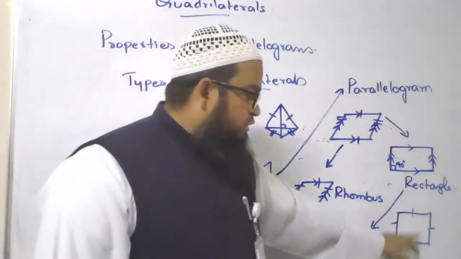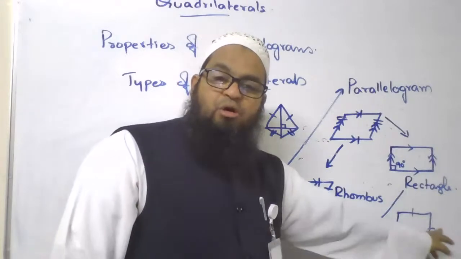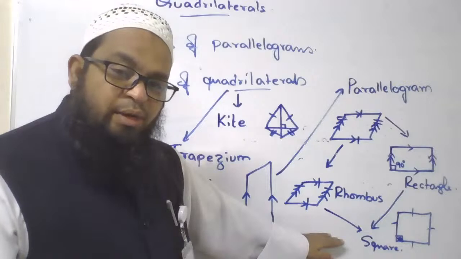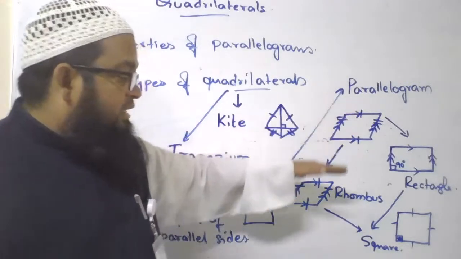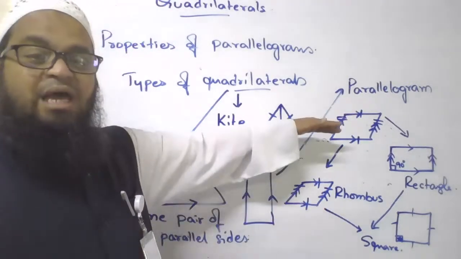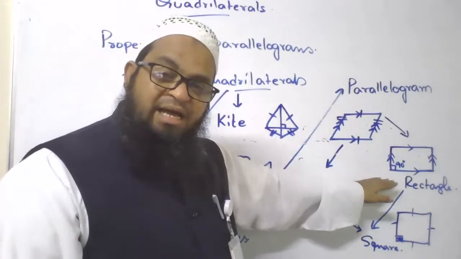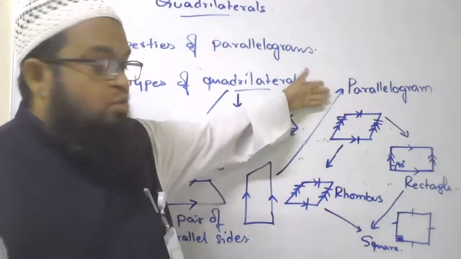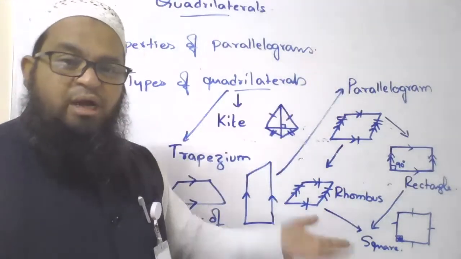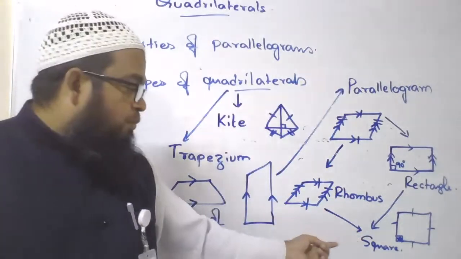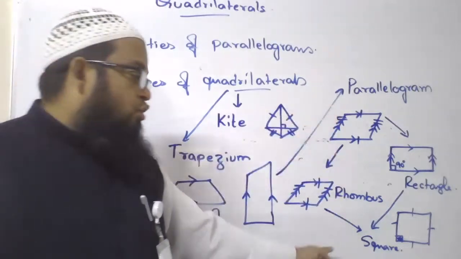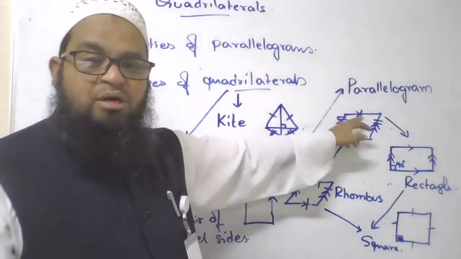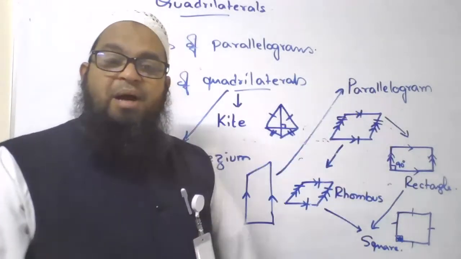So in a square, are opposite sides equal? Here also opposite sides are equal and parallel. Therefore, all squares can be parallelograms. In the same way, all rhombuses can be parallelograms. All rectangles can be parallelograms. Understood or not? But not vice versa. From top to bottom, it cannot be. But from bottom to top, if you go in the reverse direction, all squares, all rhombuses and all rectangles can be parallelograms.